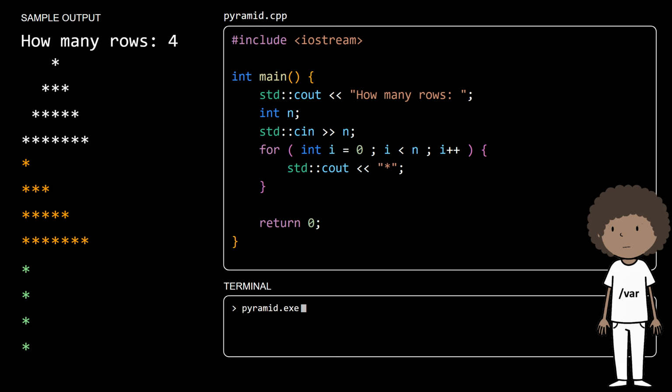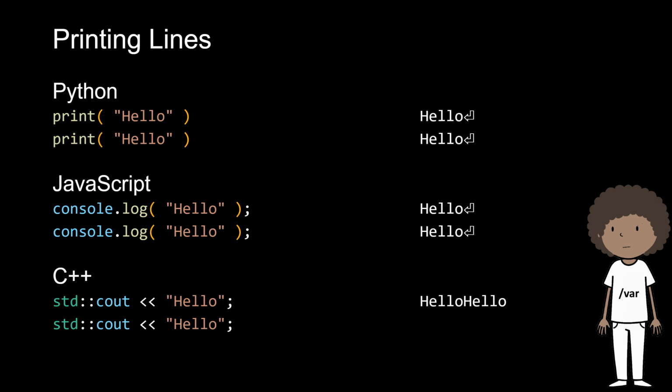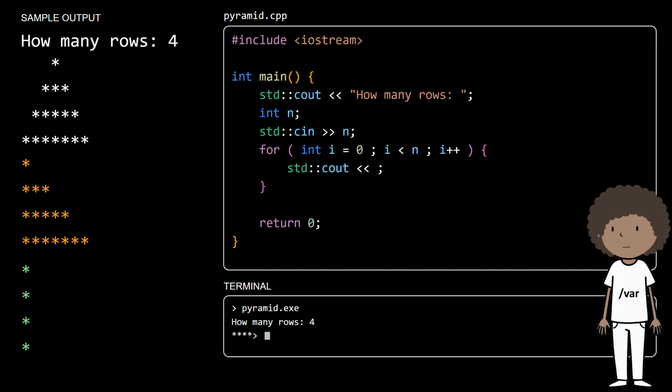Okay, let's run the code. We input 4 rows. All 4 stars came out on one line. If we check the documentation for cout, we see that it does not automatically add a new line character to the end of the output. This is different from the default behavior of Python's print function and JavaScript's console.log function. So to get each of our stars on its own line, we need to add a new line character to our output. The endl value in the standard namespace holds the new line character.